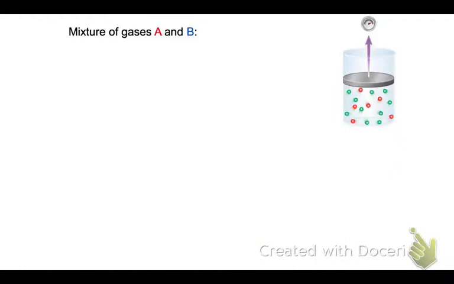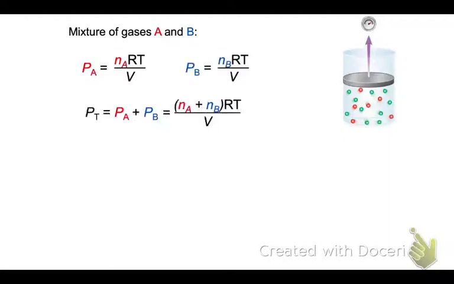If you have a mixture of two gases only, A and B, remember, the pressure of A can be calculated by nRT over V, where n is the number of moles of A. And the pressure of B is, this time, the moles of B. So the total pressure, as long as I'm having the same temperature and volume, will be adding the total moles times RT over V. We also can get around this by calculating what we call the mole fraction.